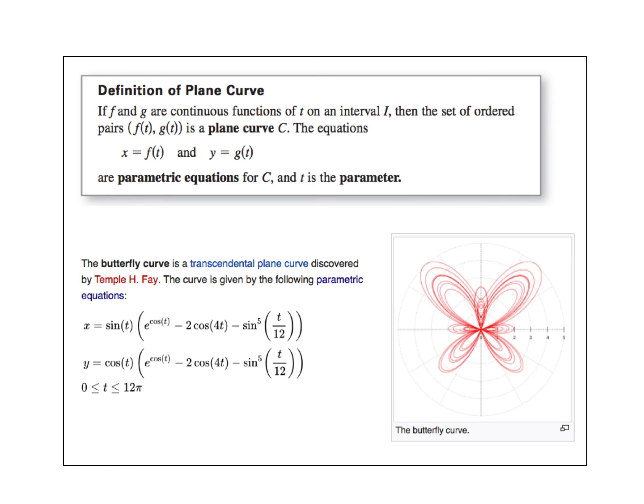Butterfly curve, this is just one of the common famous curves. It's a transcendental plane curve discovered by Temple H. Fay, and the curve is given by the following parametric equations. They're rather complicated, but if we looked from 0 all the way until 12 pi, we would follow a pattern, and there would be direction and all of that involved, and it would map that beautiful butterfly out with obviously those concentric wing petals they appear to be, using these parametric equations.